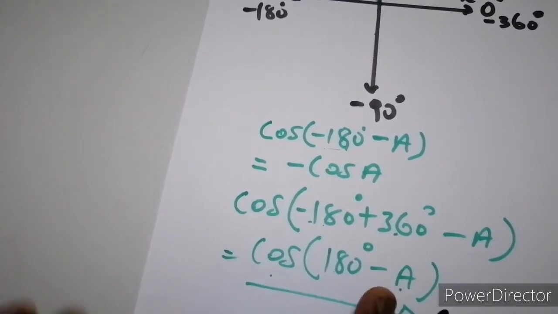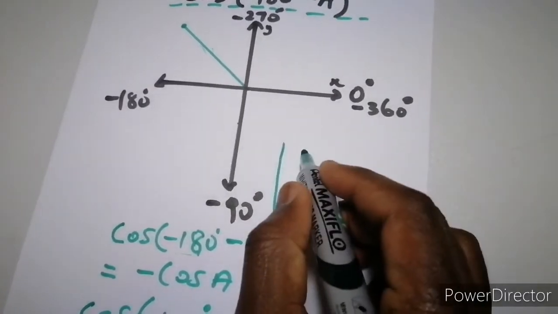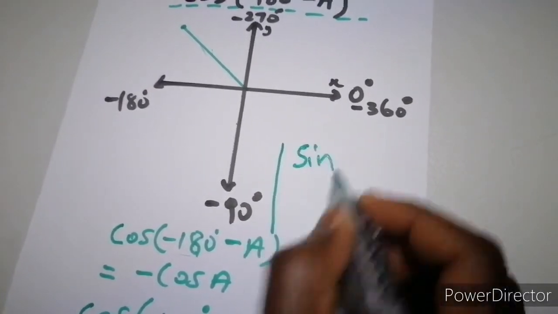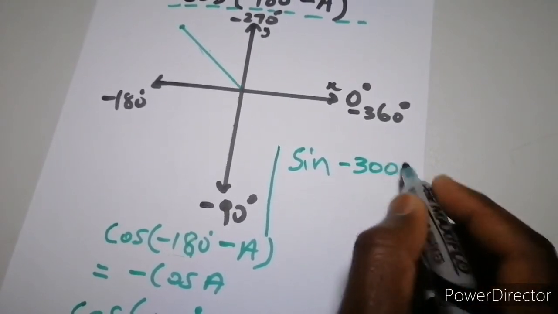I can give you an example. Let's say we have the sine of negative 300 degrees.